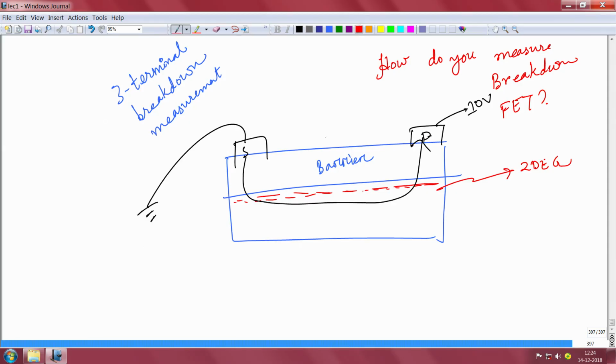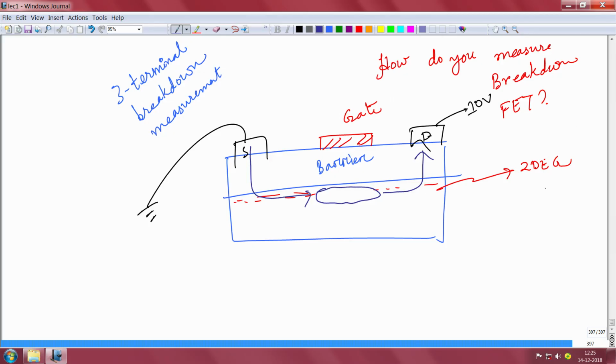Of course, there is a gate here. Using the gate, if you go to a negative voltage, or apply an appropriate voltage, you can pinch off this charge. You can deplete the charge below the gate, or pinch off the channel, by applying an appropriate negative voltage on the gate. That much you are aware of. Once the channel is pinched off, what will happen? Current cannot flow. If the channel is depleted by an appropriate negative voltage, then current will not be able to flow between source and drain.